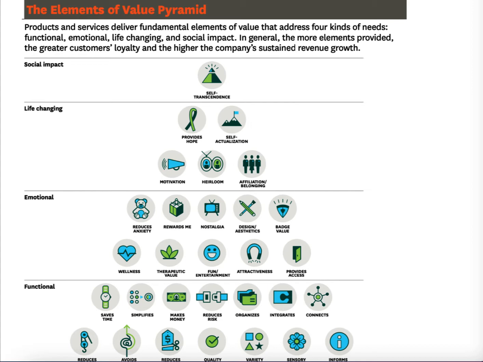These elements fall into four basic categories: functional, down on the bottom, moving up to emotional, life-changing, and social impacts. Some of these elements are more inwardly focused, primarily addressing consumers' personal needs. For example, perhaps you're familiar with the famous statement by the founder of cosmetics company Revlon. In the factory, we make cosmetics. In the store, we sell hope. Others are more outwardly focused, helping consumers interact in or navigate the external world.